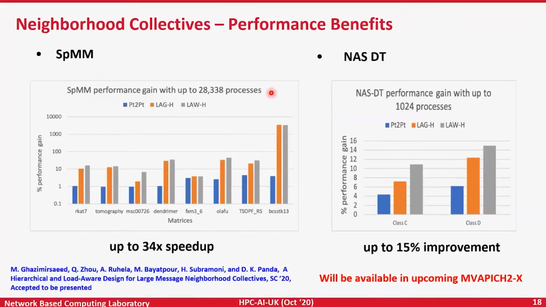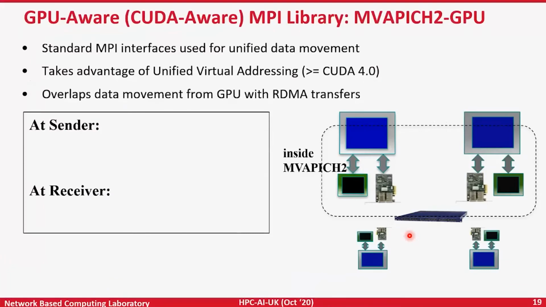There is another thing happening in the MPI Forum, something called neighborhood collectives. Depending on your pattern, you should be able to optimize it internally very well. Here we just got a paper accepted for Supercomputing 20. You can see that for applications like SpMM, NAS, DP, we can give you very significant benefits, up to 34x speedup or up to 15% improvement. Like this, we are continuously trying to remain on the leading edge, bringing the very latest from the hardware and putting it into the MPI side. So those are on the pure CPU and networking side.